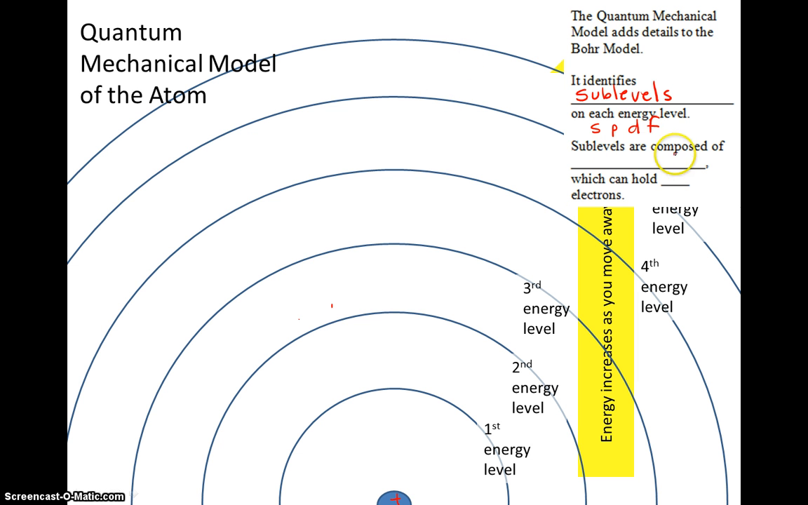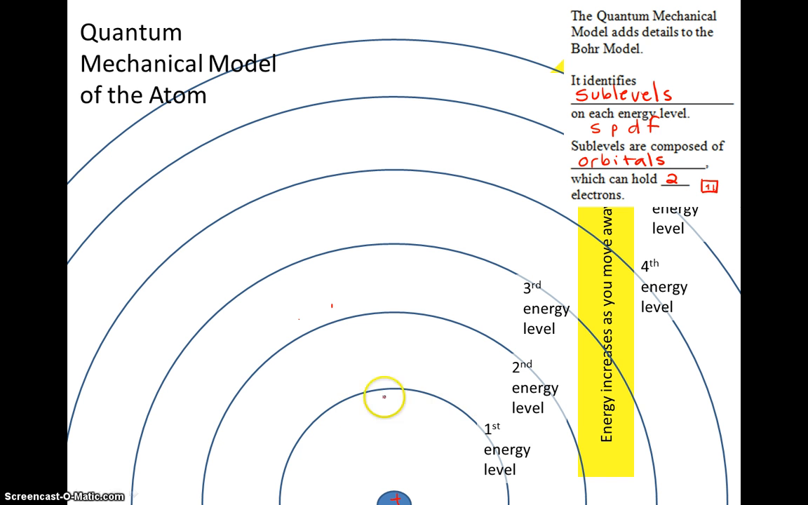Those sublevels then are also composed of spaces called orbitals. And those orbitals are spaces that can hold 2 electrons. When we draw orbitals, we typically draw them as a box. And then when we draw electrons in the orbitals, we would draw them as arrows pointing in different directions. And you'll get to that in a little bit.